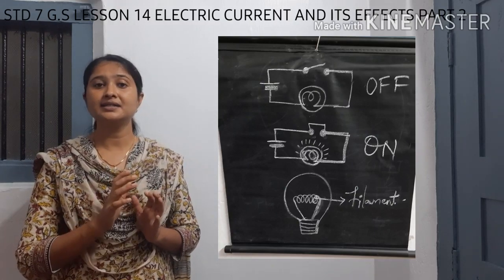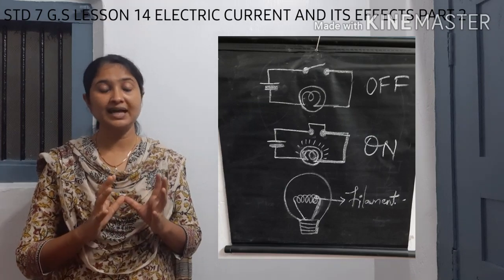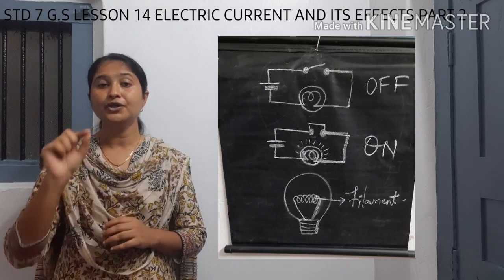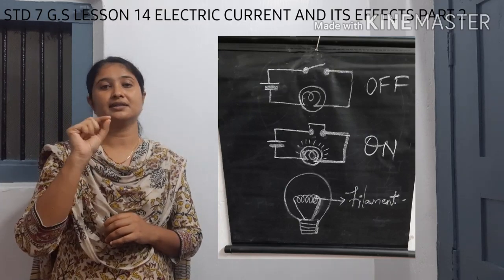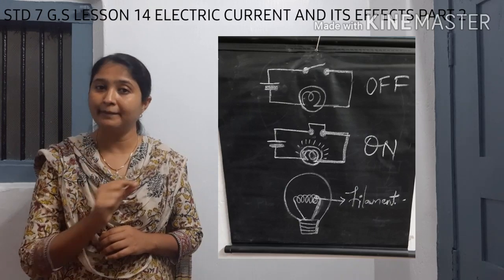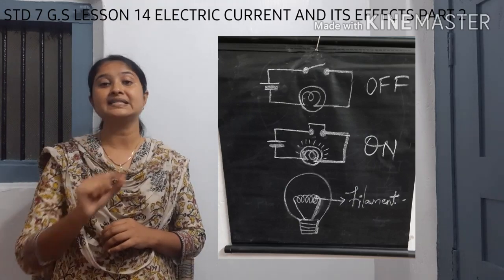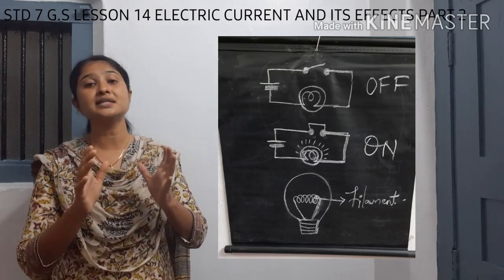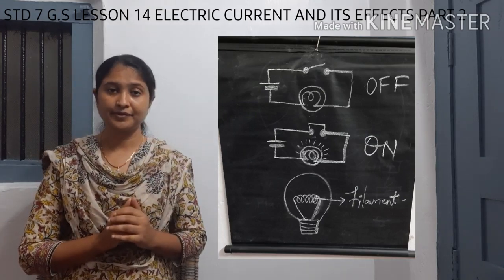Next is the bulb. We know that what makes the bulb glow is that inside the bulb you have a small thin wire, coiled wire, that is called the filament. That filament inside the bulb makes the bulb glow. Okay, all this we saw in the last class.